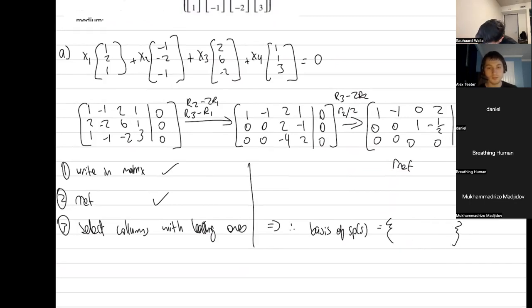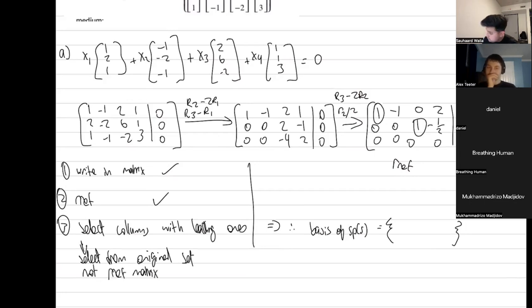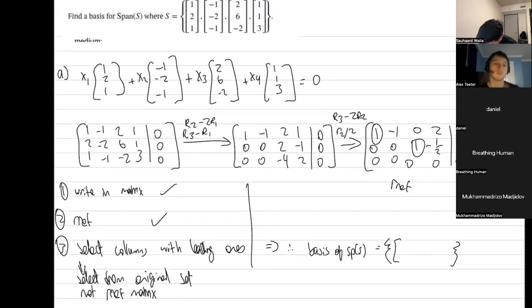So it is right that we first saw that this column and this column has a leading one, but select from the original set, not the RREF matrix, right? So be careful about that, guys. And so your final basis should be 1, 2, 1 and 2, 6, 2. I've seen this mistake so many times when marking. So please make sure you don't make this mistake. Select it from the original set, not the row reduced matrix.